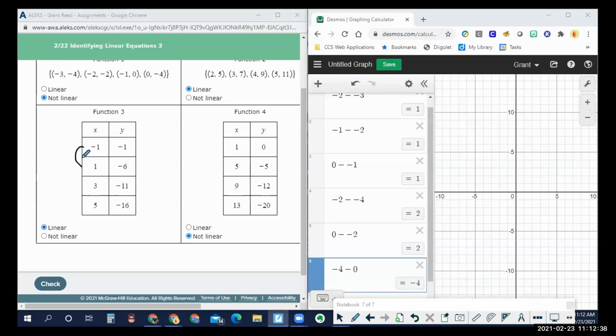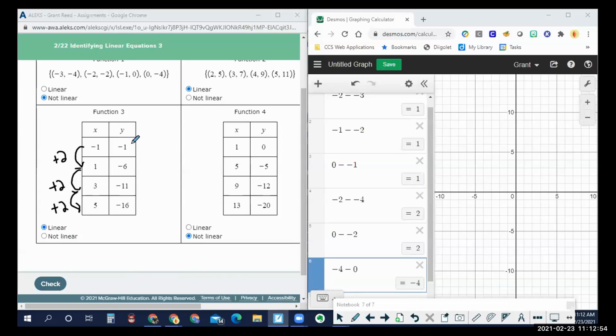But right here, when I go from a -1 to a +1, that increased by 2. Going from 1 to 3, I'm increasing by 2. And going from 3 to 5, I'm increasing by 2. So my x values are changing consistently.